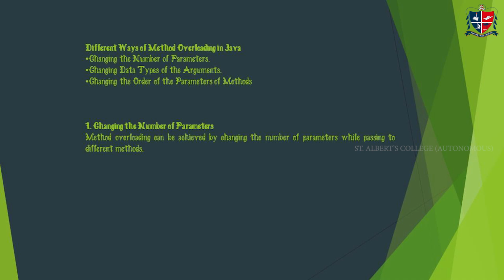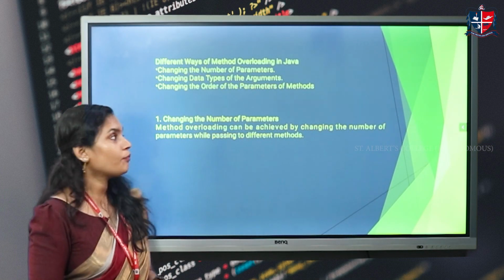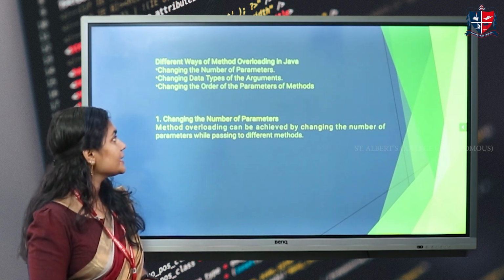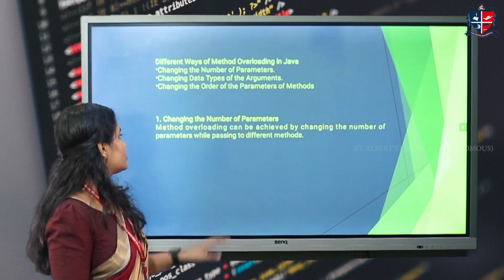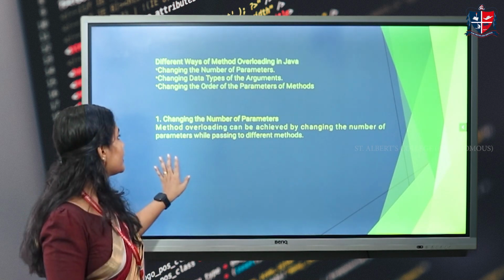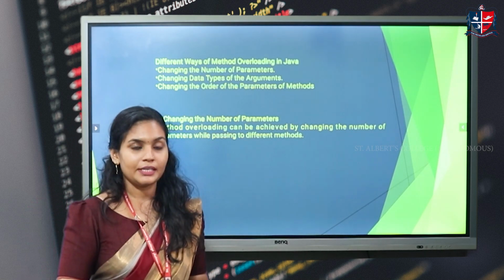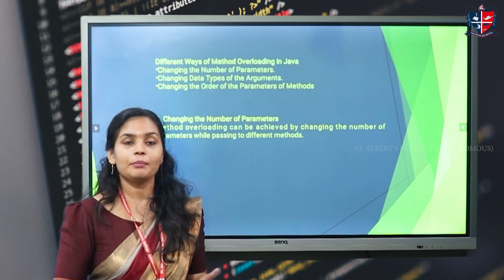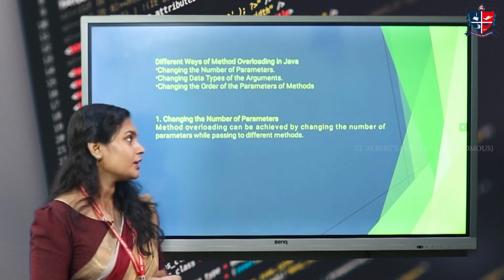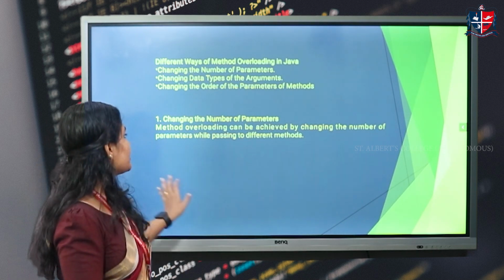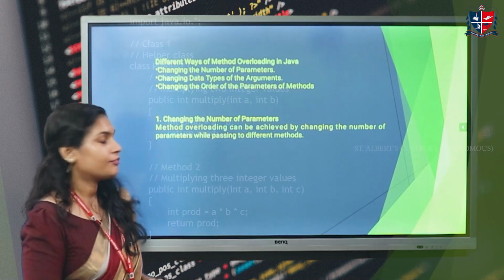So we can perform method overloading in different ways. First one is changing the number of parameters. Next one is changing data types. And next one is changing the order of parameters. So let us discuss the first one, changing the number of parameters. Changing the number of parameters means the function name is the same, but we can pass different parameters, which can be used for different functions. So method overloading can be achieved by changing the number of parameters while passing to the different methods.